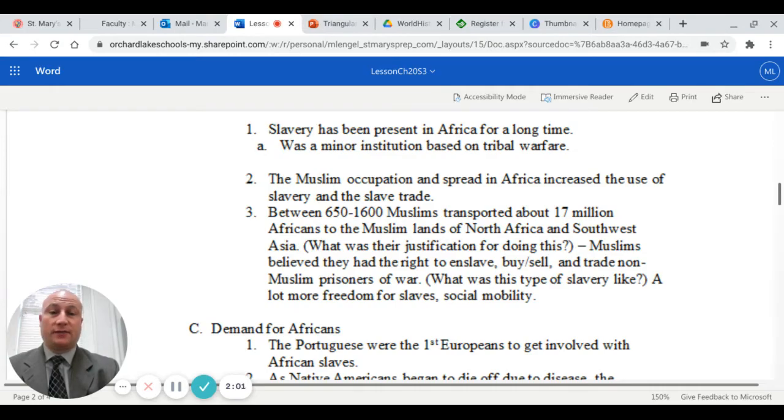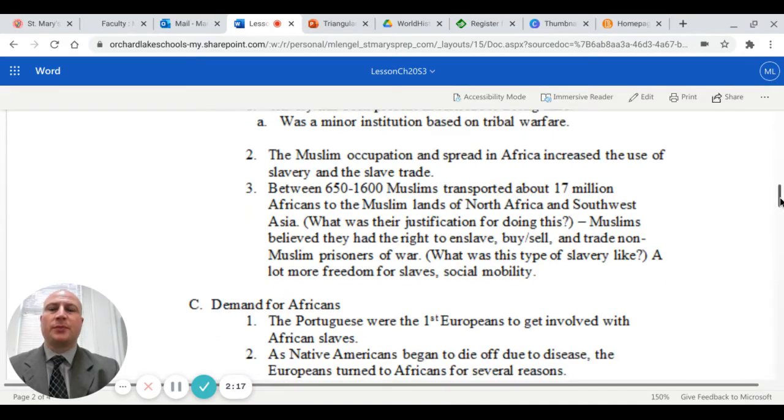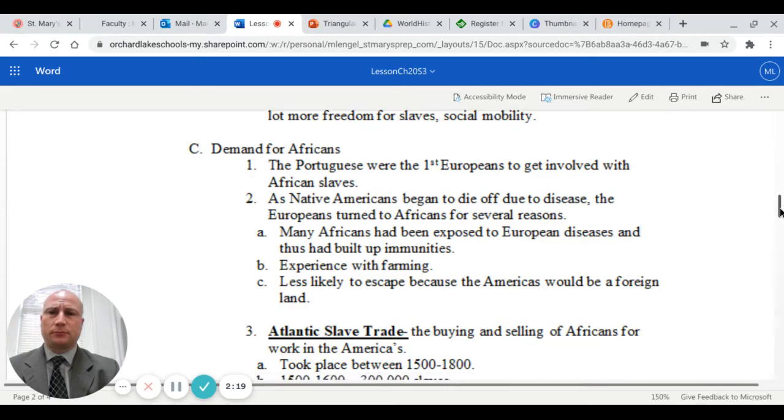This actually allowed slaves a lot more freedom and social mobility, and in saying that, they also had a chance, due to good work and developing relationships with the slave masters, to be freed. This did not happen very much in the American system, okay? So there's a major difference there.